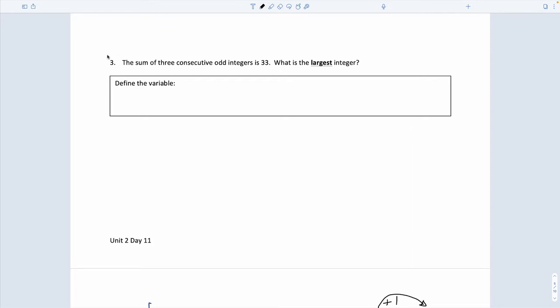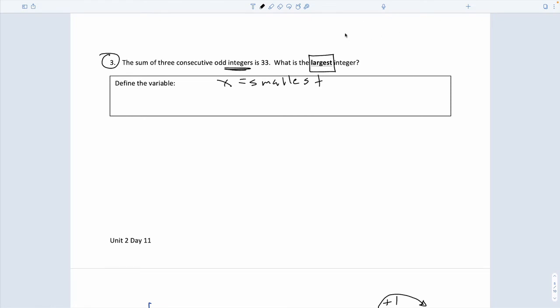I'm going to set this one up. Go to number 3. Flip your page forward. And I'm going to start it for you, then let you finish it off. Number 3, we're going to go from 4 to 3, so it's back 1. The sum of 3 consecutive odd integers is 33. What's the largest integer? There's one that you want the largest of, and we have 3 consecutive odds. To find the variable, x is the smallest number. You will always have x be the smallest number for these problems.